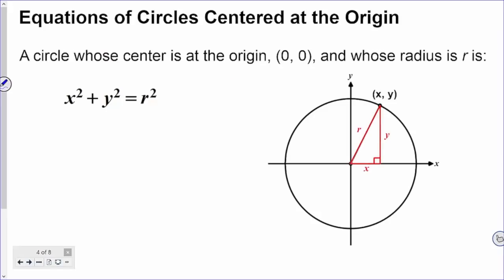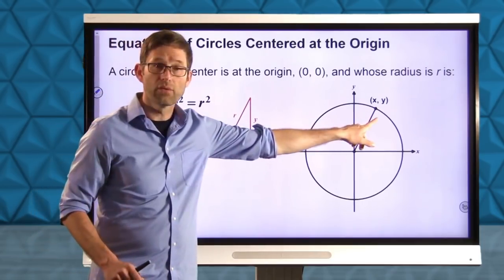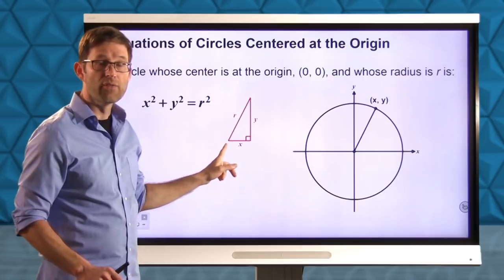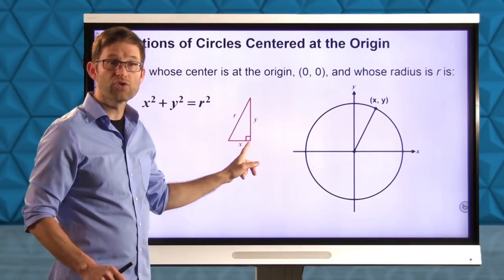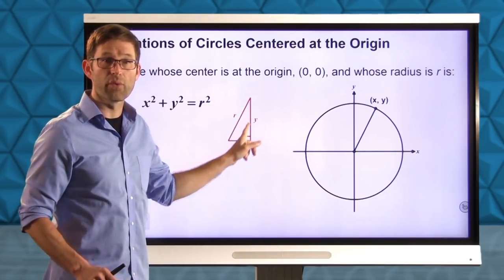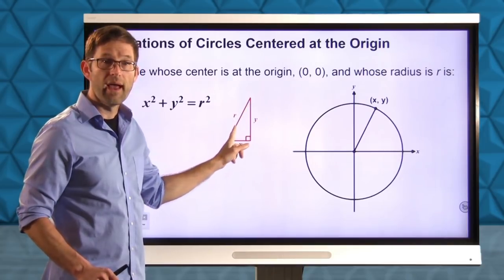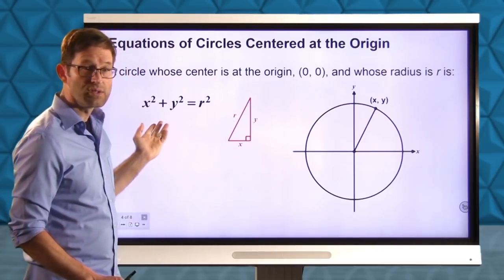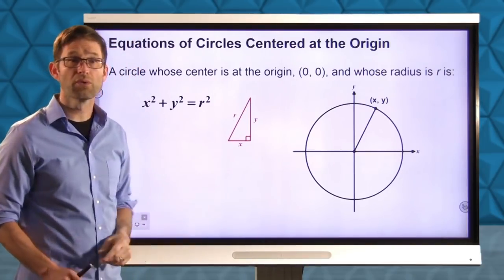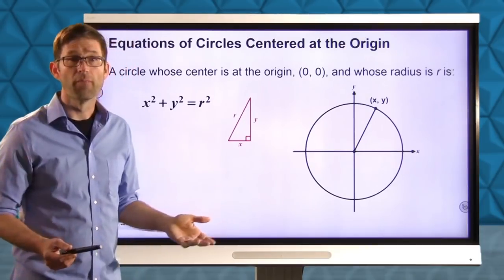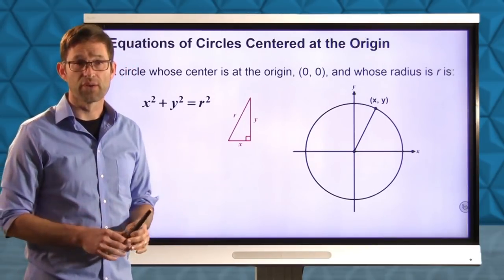Because what you really have in this situation is a situation where for any point x comma y, you've got a leg of the right triangle here that's x, a leg of the right triangle here that's y, and then its hypotenuse is r. So x squared plus y squared equals r squared. Simple. If circles are centered at the origin.